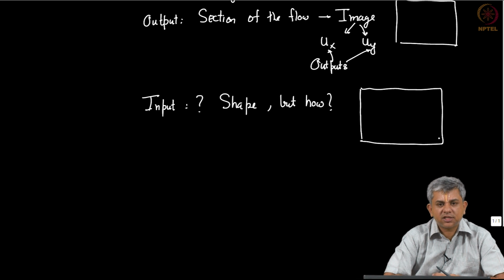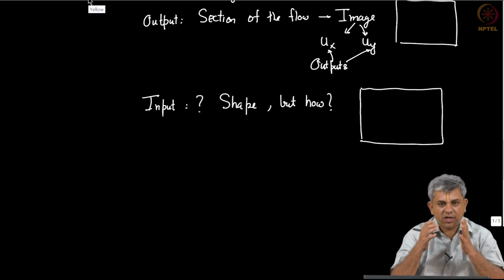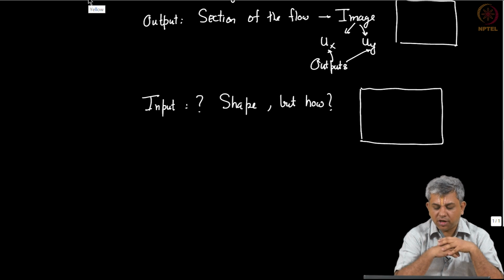So, one thing is they had decided that they are going to use CNNs. Okay. So, that much is decided. Once you have decided that you are using CNNs, pure CNNs, you have to give an image as an input. Okay. That is also determined.